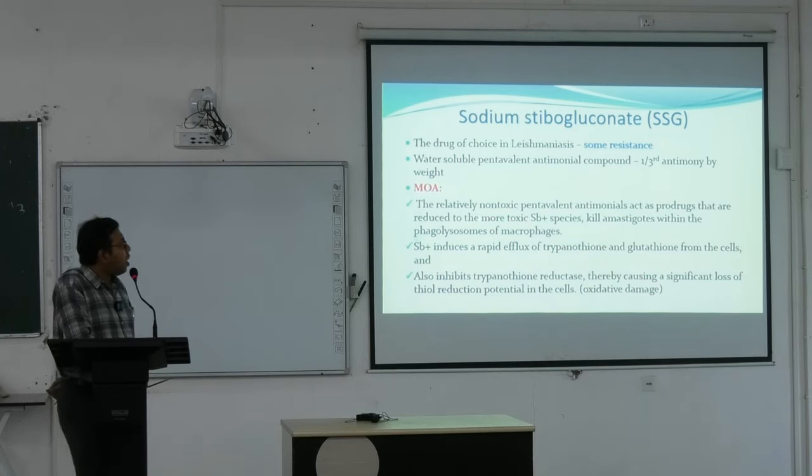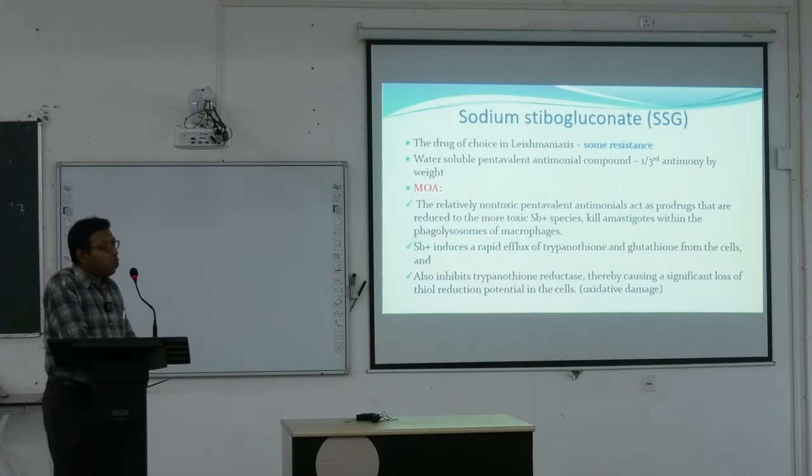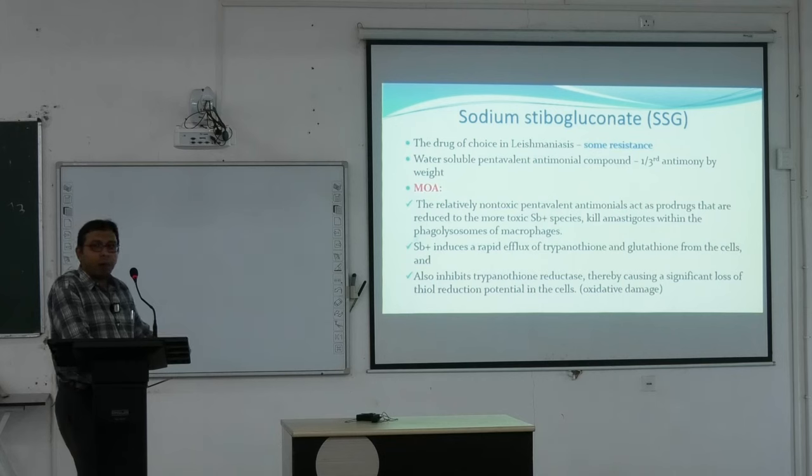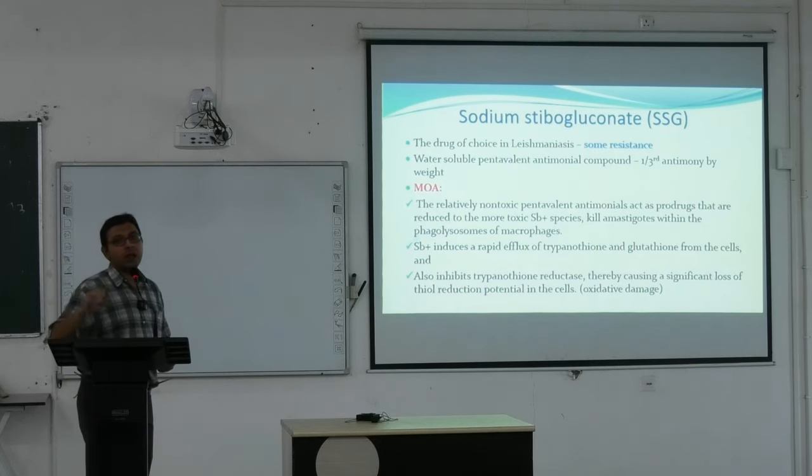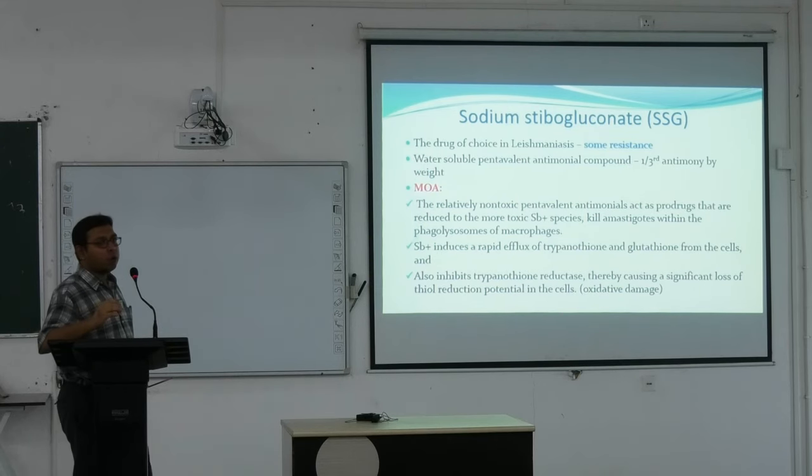Mechanism of action: the relatively non-toxic pentavalent antimonials act as prodrugs. They are reduced to the more toxic trivalent antimony, SbIII species. So the antimonial compound is converted to the Sb plus species that kills the amastigotes. When we read about the leishmania, you will see there are two forms, amastigote form and promastigote form, and they kill the amastigote form within the phagolysosomes of the macrophages. Within our macrophages, in the phagolysosome, this amastigote form is present. This toxic antimonial form ultimately kills the amastigotes.